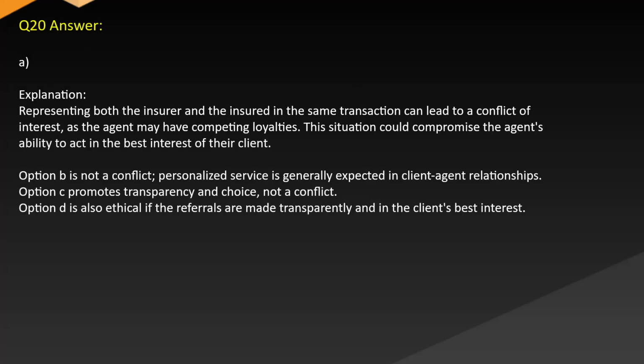Answer A. Explanation. Representing both the insurer and the insured in the same transaction can lead to a conflict of interest, as the agent may have competing loyalties. This situation could compromise the agent's ability to act in the best interest of their client. Option B is not a conflict. Personalized service is generally expected in client-agent relationships. Option C promotes transparency and choice, not a conflict. Option D is also ethical if the referrals are made transparently and in the client's best interest.